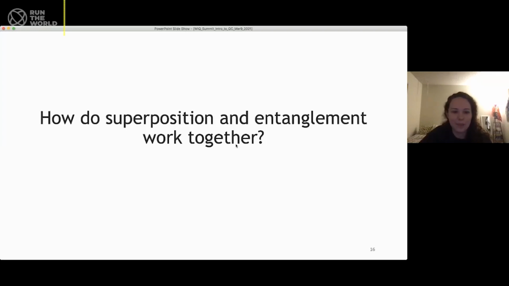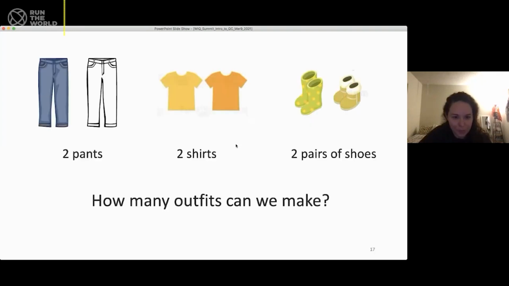So I came up with another simple example to kind of illustrate this. So here's an example. We have 2 pairs of pants, 2 shirts, and 2 pairs of shoes. So we want to know how many outfits we can make. So you guys probably know how to do this classically, or how to think about this. So does anybody in the chat want to, how would you solve this problem classically?